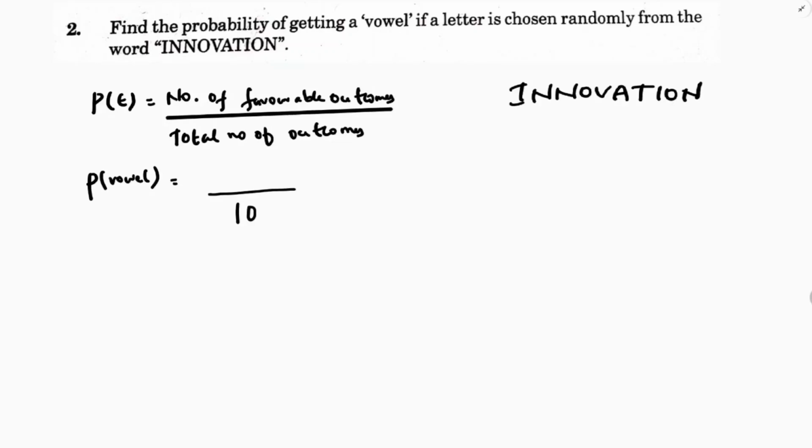And now they need a vowel, like A, E, I, O, U. So from that, this is a vowel, 2, 3, 4, and 5. So total 5 letters out of 10 are vowels here. So I'll write here 5. So the probability of getting a vowel from the word innovation is 1 by 2, because 5 times 1, 5 times 2.